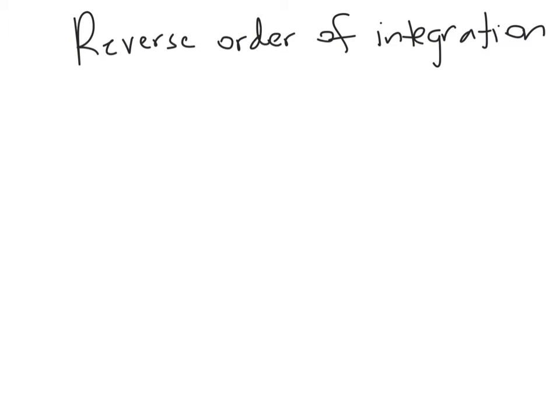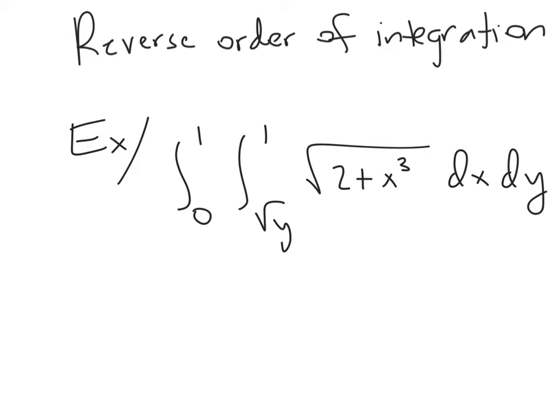Sometimes when we're approaching an integral and it's not obvious how to proceed, when we're in the multivariable context, reversing the order of computing the integral can help. For example, for this integral, the outer integral is the integral from 0 to 1 in y, and the inner integral is the integral from square root of y to 1 with x. So we're trying to integrate this integrand, the square root of 2 plus x cubed, dx, and this just looks hard.